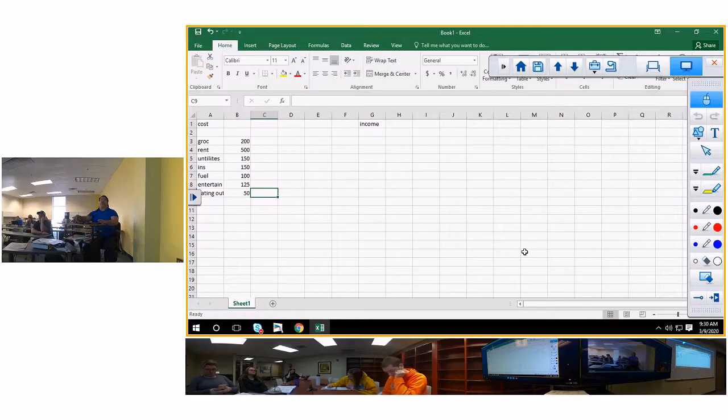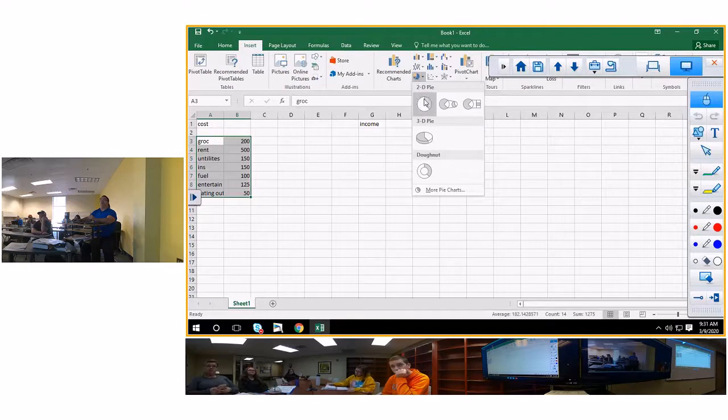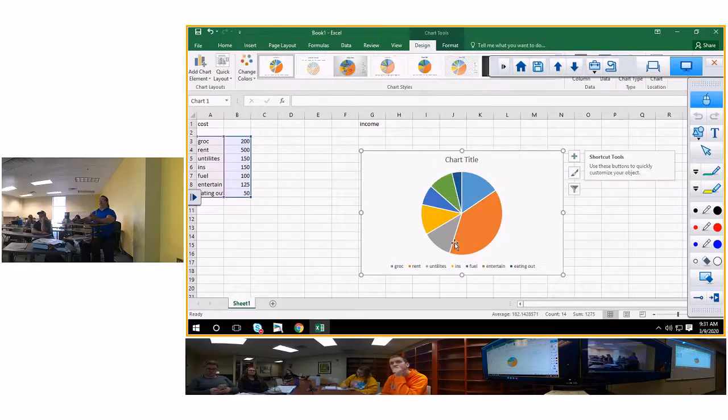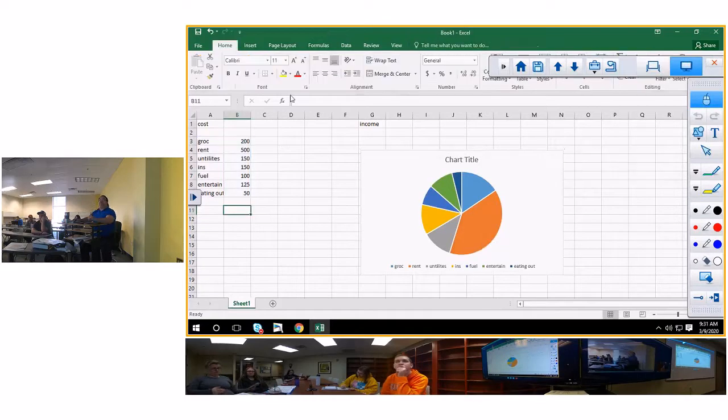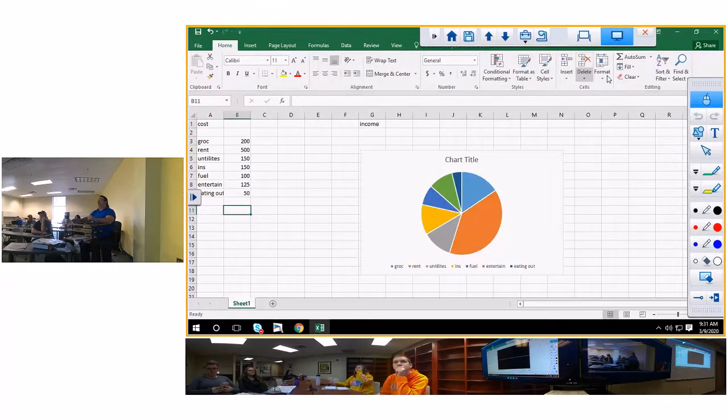Okay, and then you would take all of that and go to insert, and there's your pie chart right there. And you just want to do basic. Now of course you need to do a percentage because you don't have percentages here. So you need to add up your percentages. Hit sum and add those up.